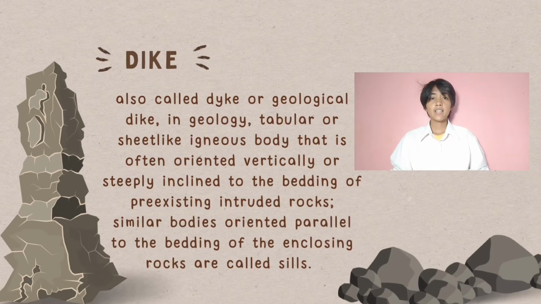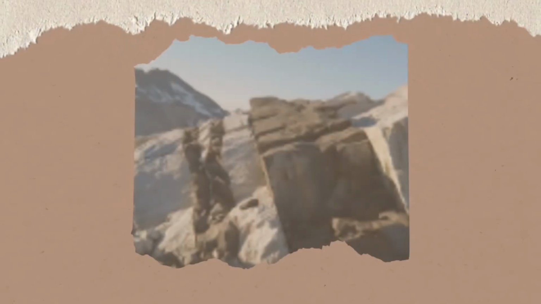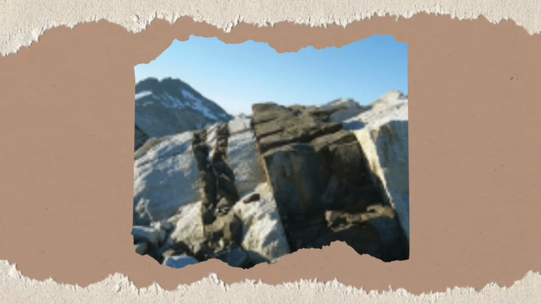So the next is the dike, also called the geological dike. It is a tabular or sheet-like igneous body that is often oriented vertically or steeply inclined to the bedding, or the pre-existing intruded rocks. It is similar to bodies that are oriented parallel to the bedding of the enclosing rock, which are called sills. So sills are sheet-like flat intrusions of igneous rock that form between pre-existing layers of rocks.